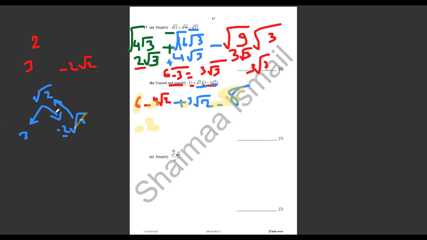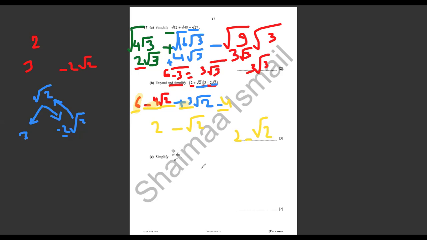Here it will be equal to root 2 multiplied by root 2, which is equal to 2. 2 multiplied by negative 2 is negative 4. So here is minus 4. Okay, and here 6 minus 4 equals 2. And minus 4 plus 3 equals minus 1 root 2, which is minus root 2. So the final answer is minus root 2.